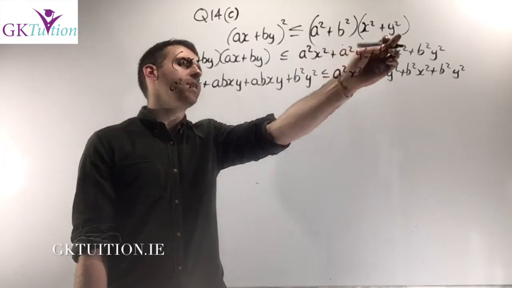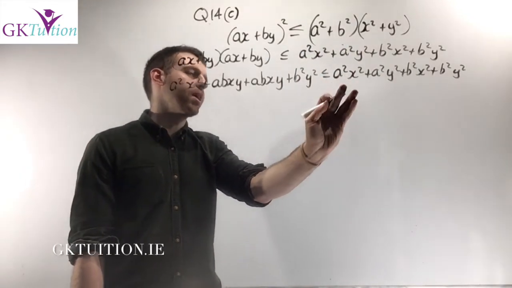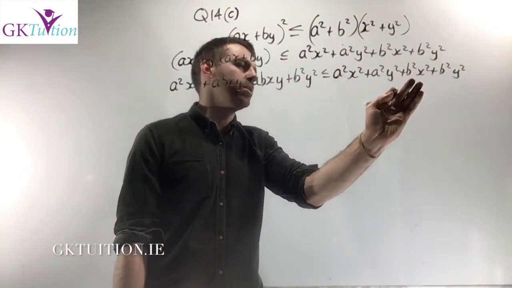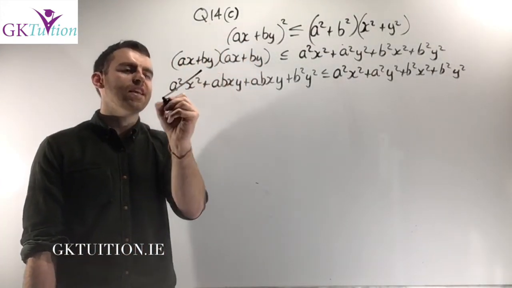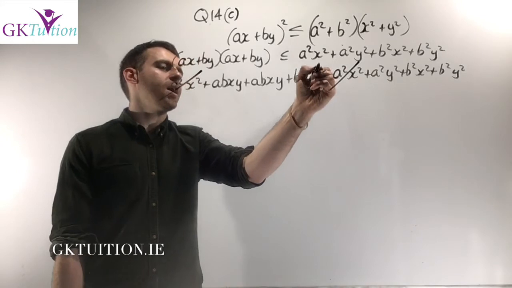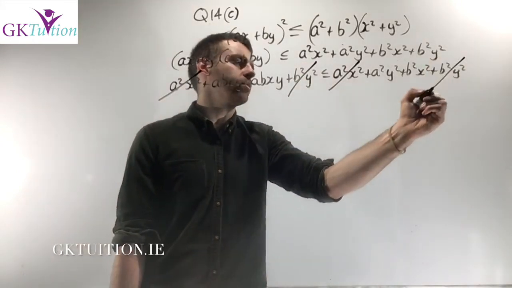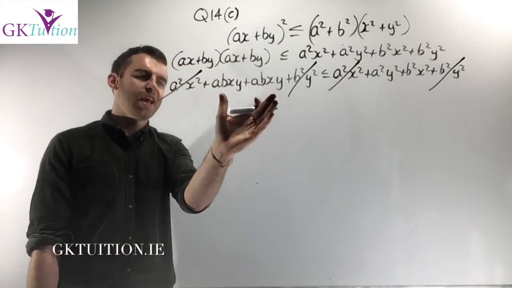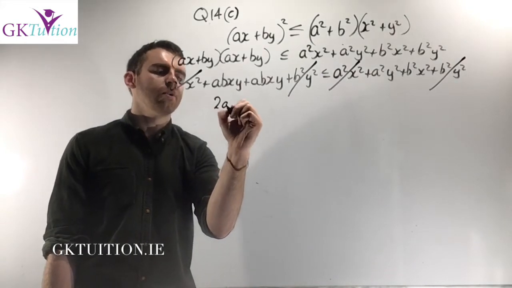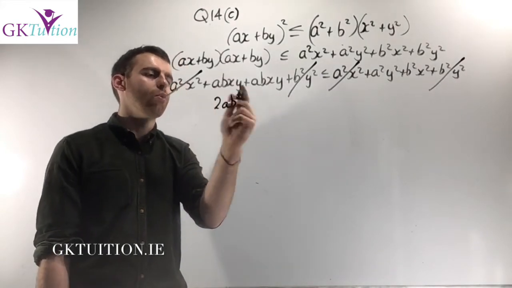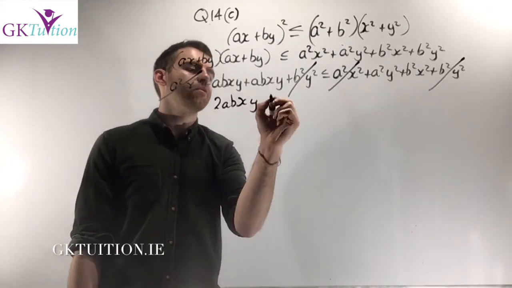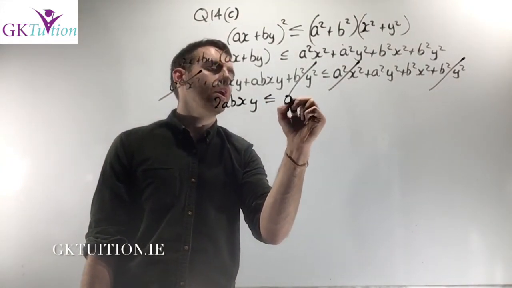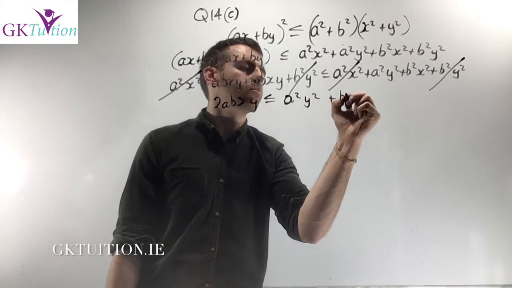I've multiplied out these brackets as well. I got a squared x squared plus a squared y squared plus b squared x squared plus b squared y squared. You should now recognize that there's an a squared x squared on both sides, and that there's a b squared y squared on both sides. The two terms that I have on the left are like terms, so I can add them together. 1abxy plus 1abxy gives me 2abxy.